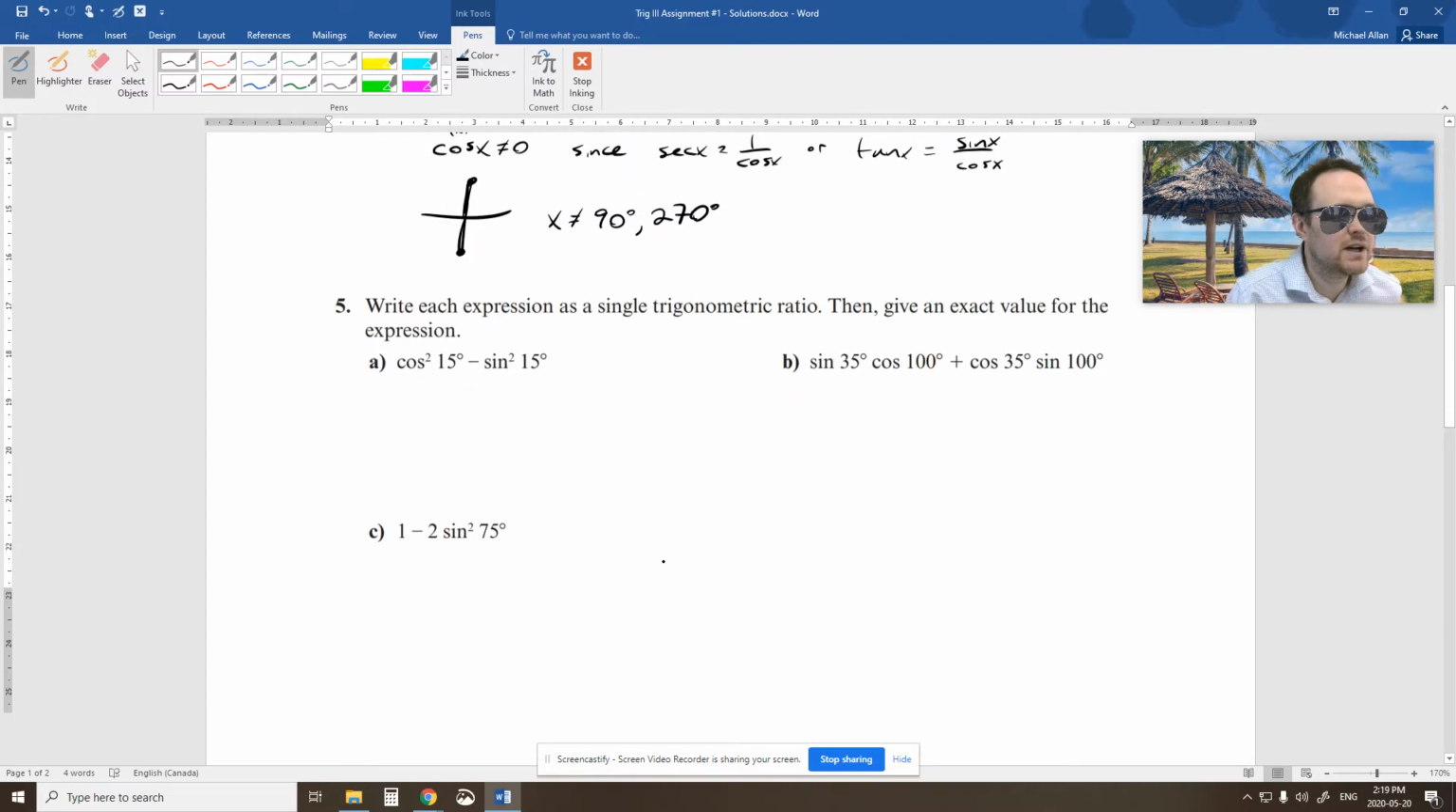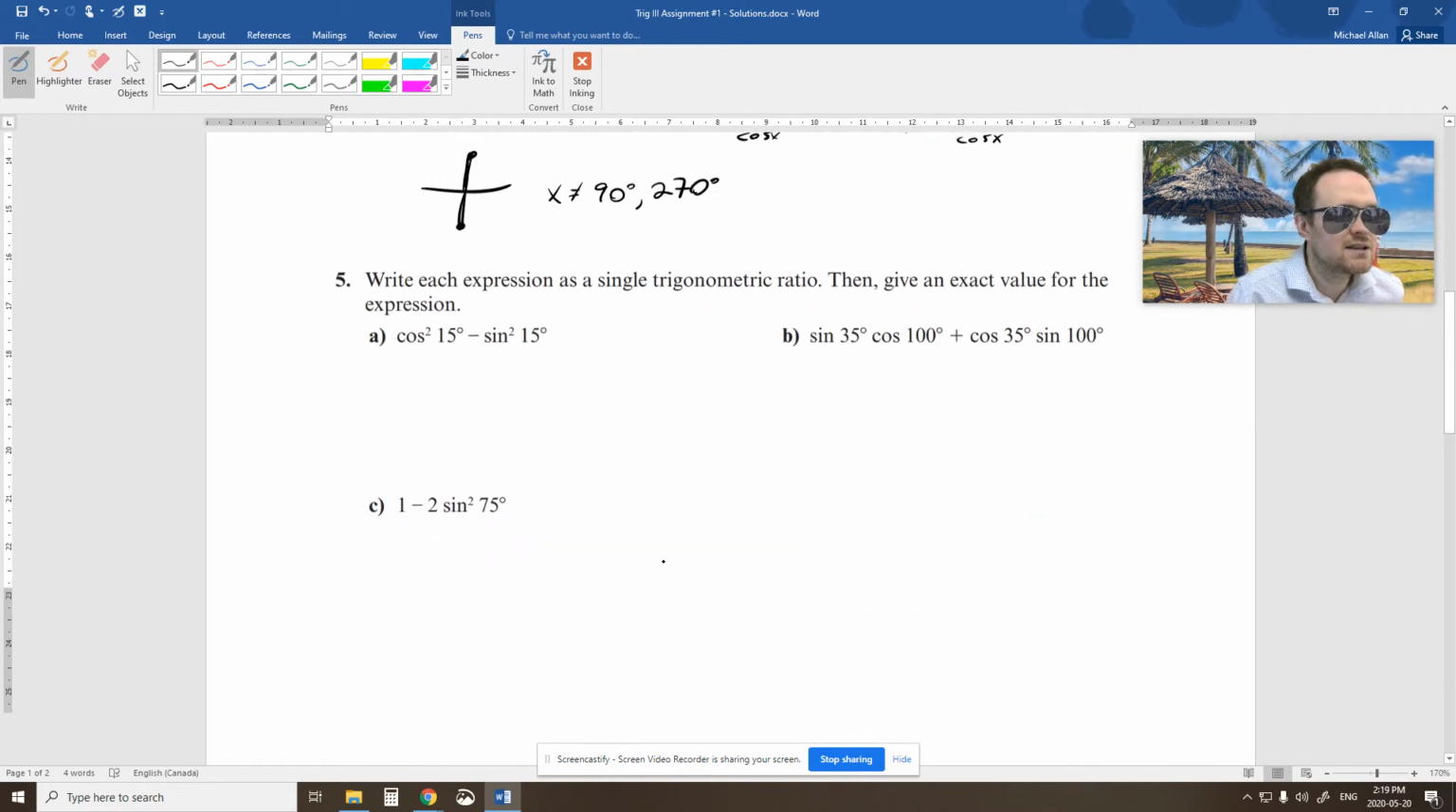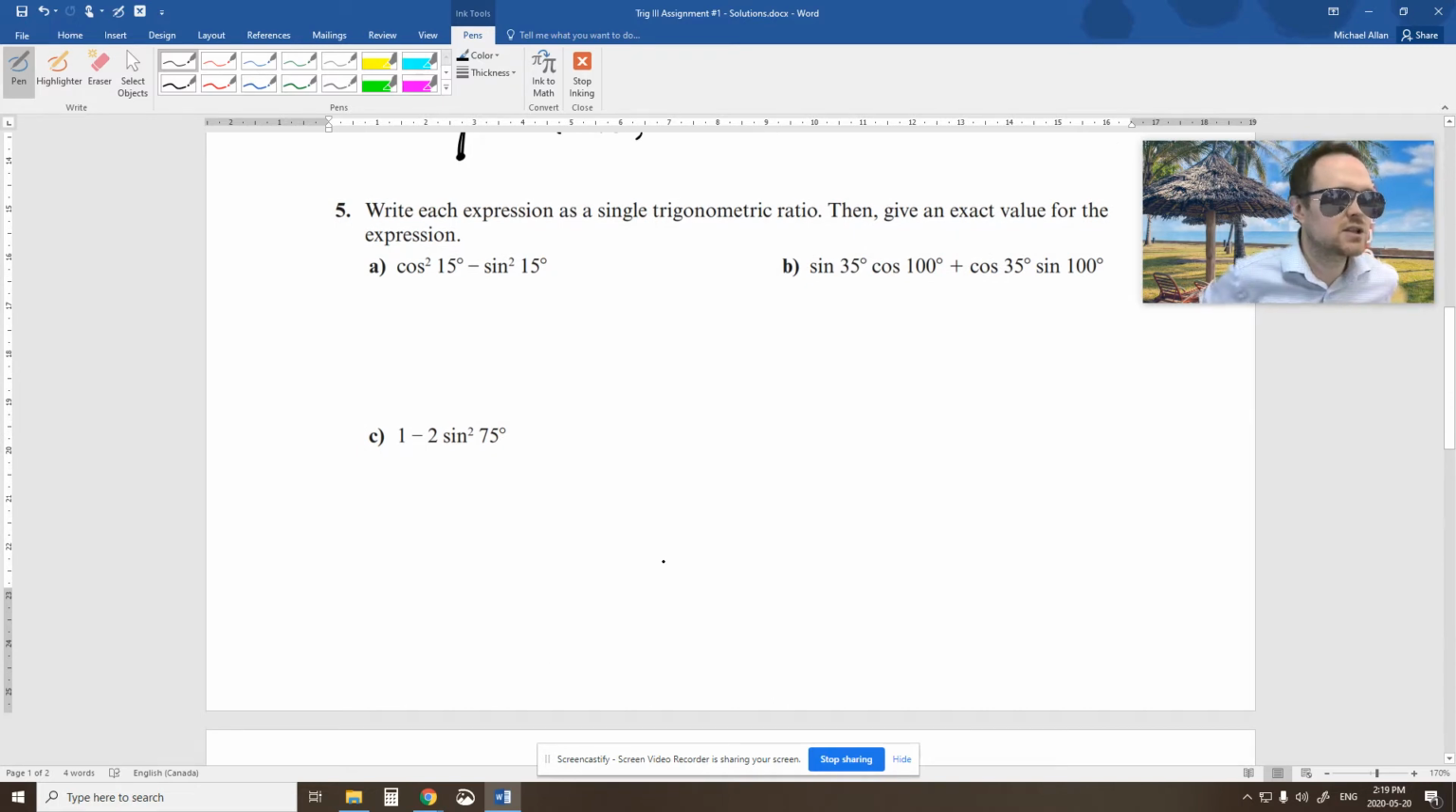Okay, let's write each of these as a single trigonometric function. So we're just going to look at these and try to identify what they are, which identity we would use for these. Okay, so I see cos squared minus sine squared. Look at my formula sheet. I see that down by the cos 2a. So this is the same thing as saying cos 2a, or alpha, where alpha is 15.